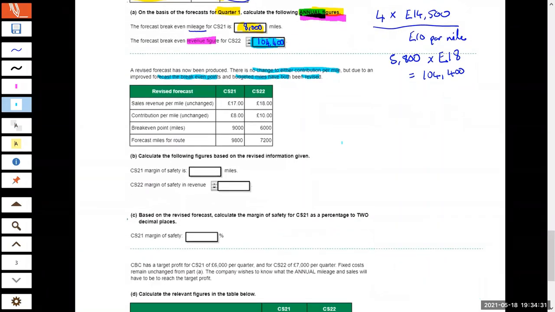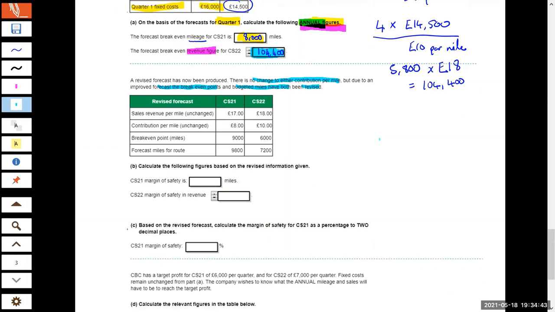Calculate the following figures based on the revised information given. The margin of safety is how many miles? Okay, so we've got an answer of 800 there. Yeah, and that is quite right. Brilliant. So we're looking at the information here and we're saying the break-even point is 9,000 miles. But what we do is we go 800 units beyond that to 9,800.